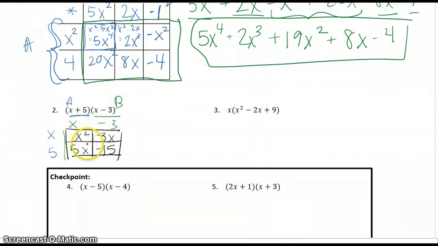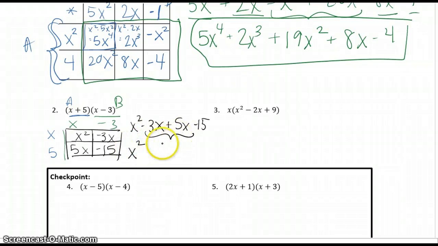So we have to add all of these terms inside the table together. So we have x squared minus 3x plus 5x minus 15. We have to combine our like terms, so minus 3x plus 5x gives us a positive 2x, and we have minus 15. So x squared plus 2x minus 15 is our final answer.